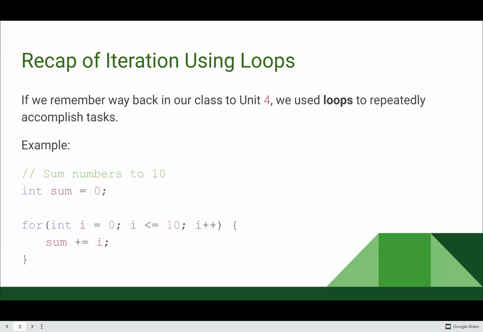Remember way back to our classes, unit 4, we talked about using loops to accomplish a task by doing something over and over and over again. So if I want to sum the numbers from 0 through 10, I'm going to create some sum variable and then use a for loop and then have i increase by 1 each time, having the values 0, 1, 2, 3, 4 all the way through 10. And I add those to my sum, and that will get me that sum value.